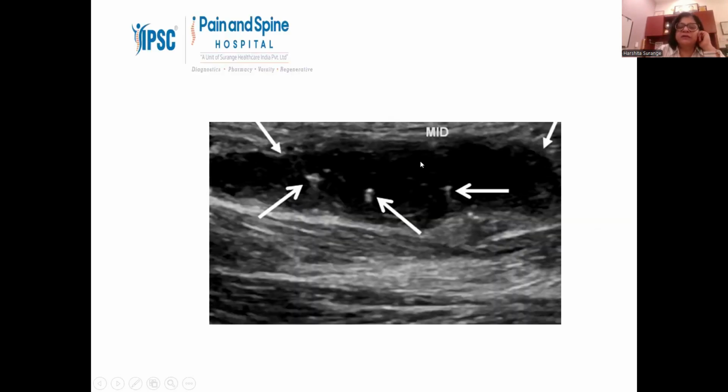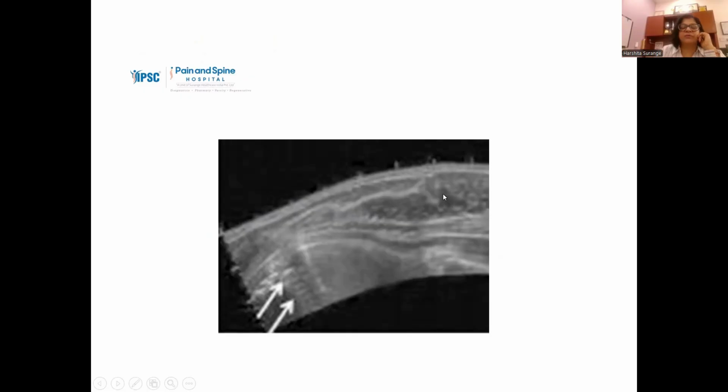So here again, in this hypoechoic area, you can see some echogenic foci, and from these echogenic foci you can see a comet tail like appearance, these echogenic areas coming out. These are comet tail artifacts and are again seen in cholesterol deposits, which is diagnostic that we are dealing with a cholesterol deposit. Okay. Now here, see.